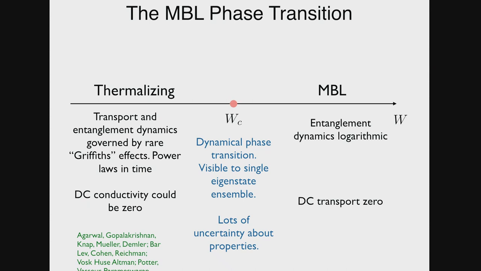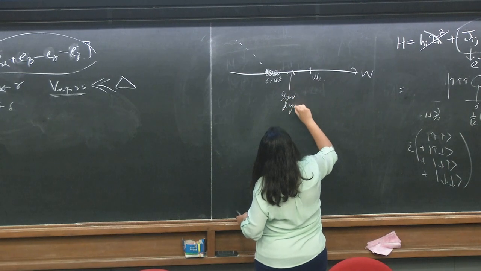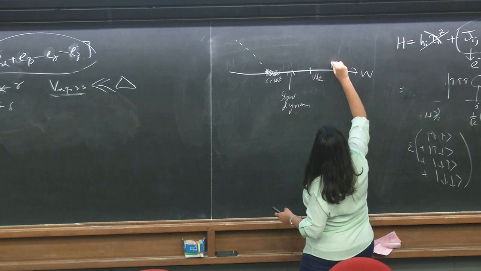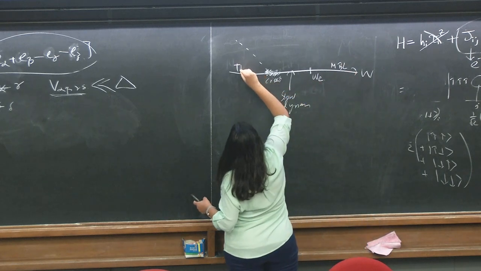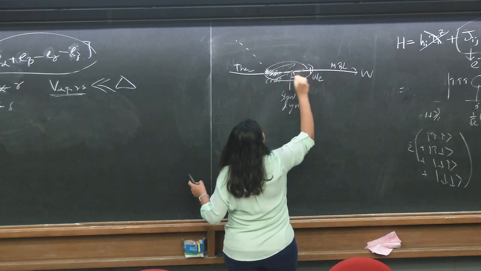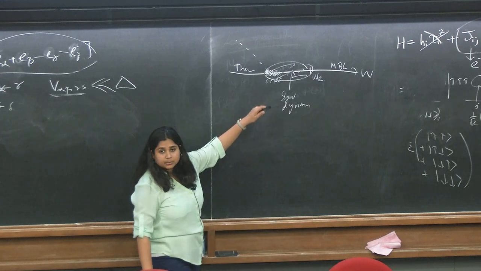One of the questions that was raised is, is this a direct phase transition? That's also not clear, because what could happen is you have this parameter W, and over here you see some crossover into some region with some very slow dynamics. And then this is the actual MBL and thermal phase, and then here is some intermediate regime, right? And could this be a possibility?